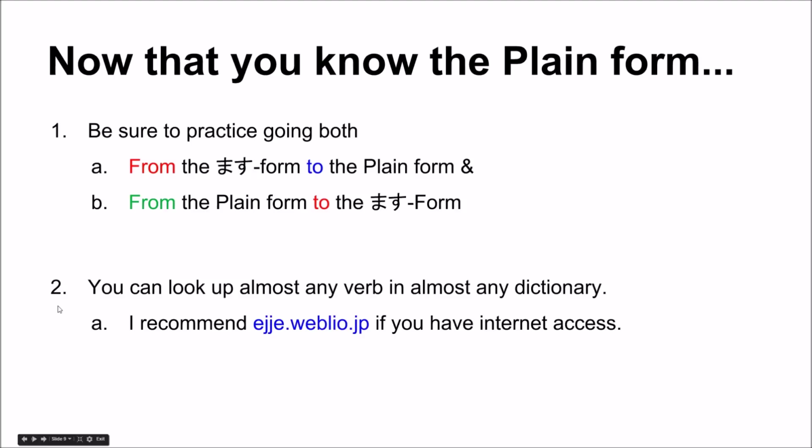The second thing that's important is you can look up almost any verb now in almost any dictionary. Even those old fogey grandpa paper dictionaries. Oh God, books. You can now do that. Here's an awesome website, ejje.weblio.jp. I highly recommend it if you have internet access. I will show you how to use it really quickly.